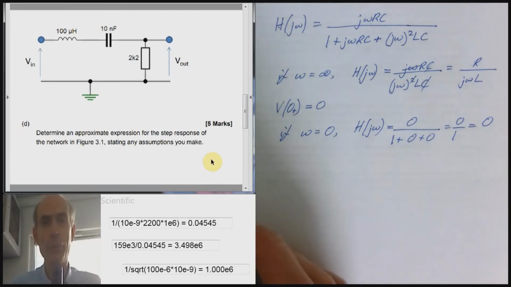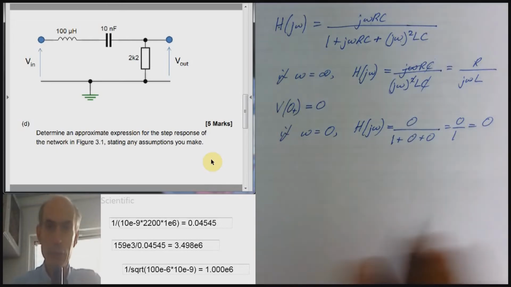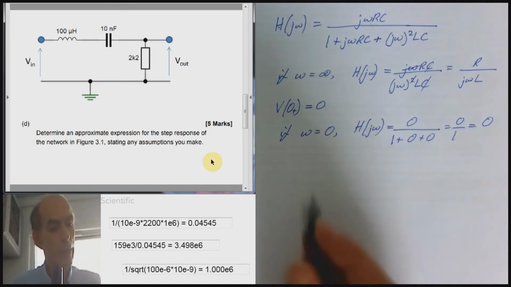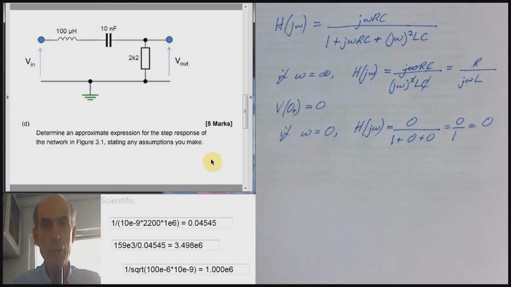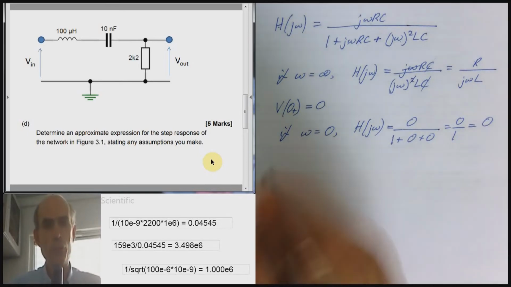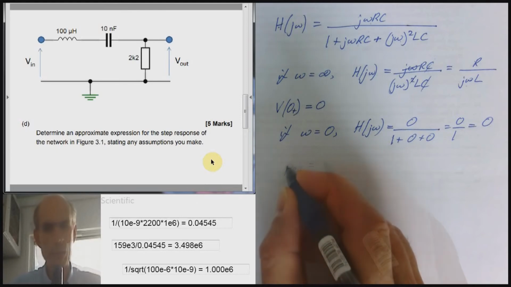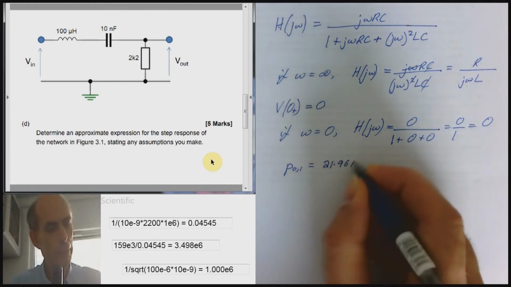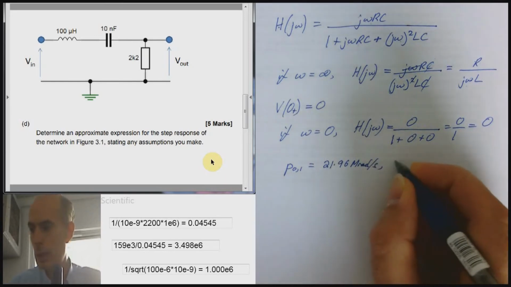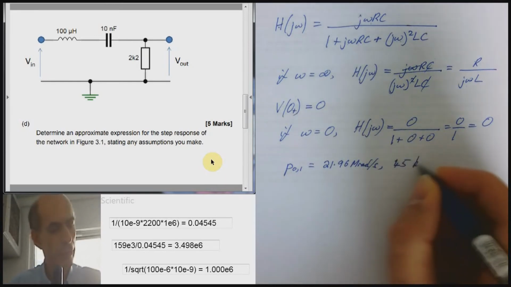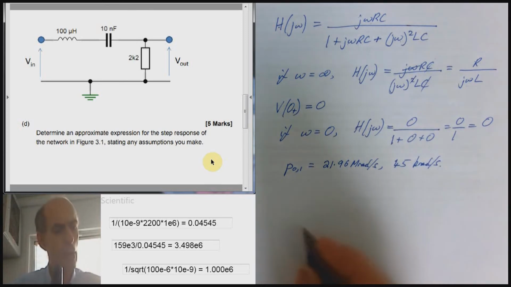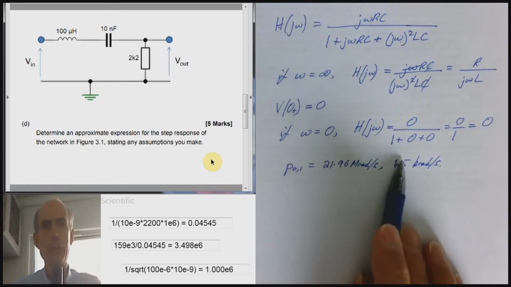Third important thing to know about step responses is that the time constants of the exponential rises and falls are the inverses of the pole frequencies in radians per second. And we've got 2 pole frequencies in this system, and in radians per second they were 21.96 megaradians per second and 45 kiloradians per second. Right, when the step hits, both of these responses are going to be kicked off.